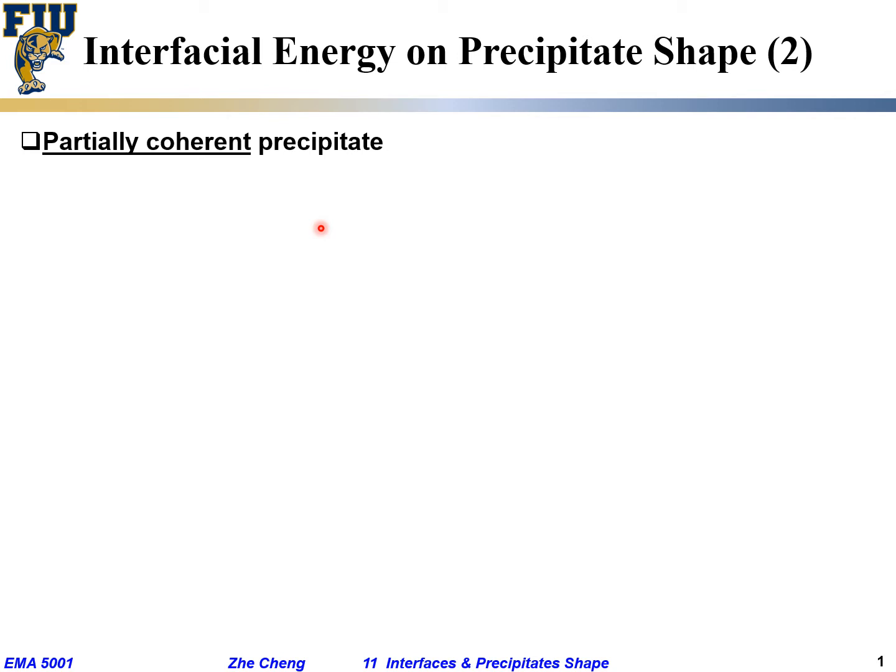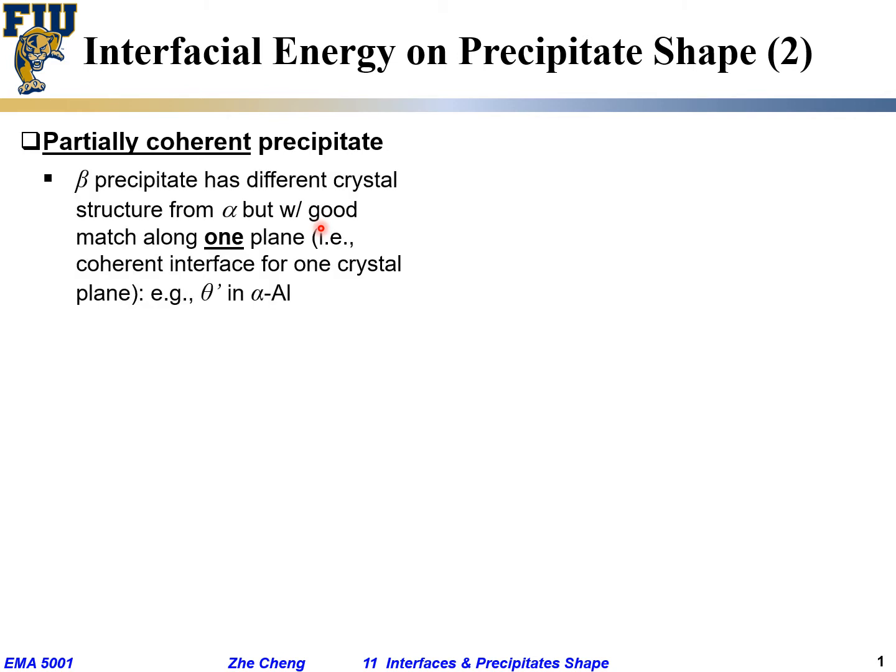Partially coherent precipitate. Okay, so let's just read this. Beta precipitate coming out from alpha phase, right? Alpha is your matrix, beta is your precipitate coming out. Both we are dealing with in this course are solid materials, okay? But with good match along one particular crystal plane or particular interface, okay? For example, we give the example here.